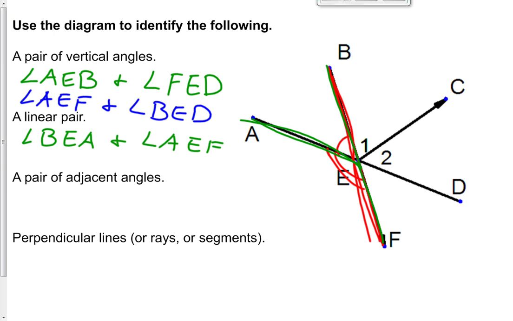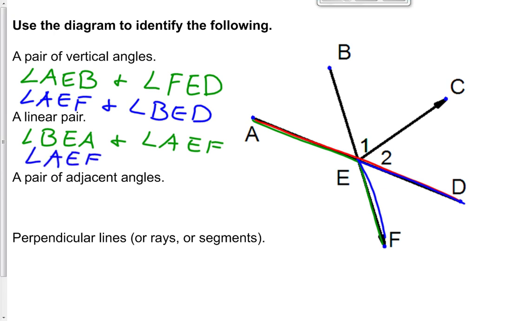You also could have chosen another linear pair because there's another line up there. This right here is a line. So AEF and FED also are two angles that form a line. AEF, this one right here, and FED.